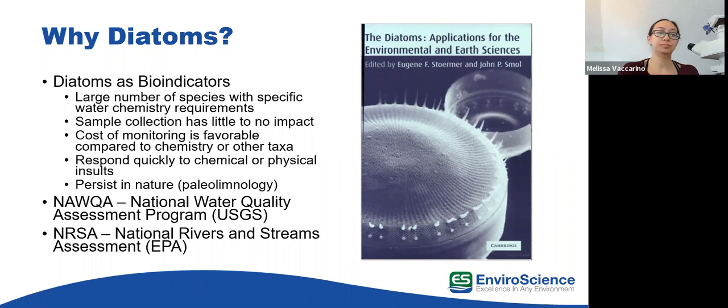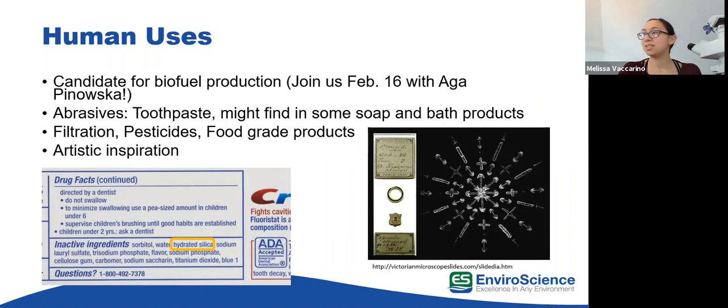So human uses, I feel like sometimes this is a little bit neglected when we talk about diatoms. They're a candidate for biofuel production. And again, you can join us February 16th for more on that. You can find diatomaceous earth in abrasives such as toothpaste. So you may not have realized that if you use a typical toothpaste, you can find diatoms in there under the ingredient list, hydrated silica. Filtration, diatomaceous earth is also used for filtration.